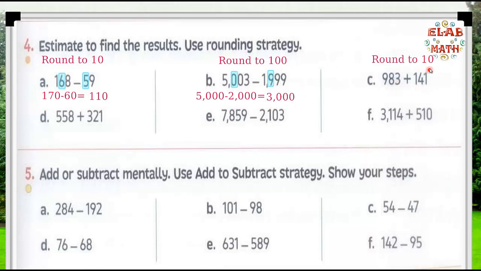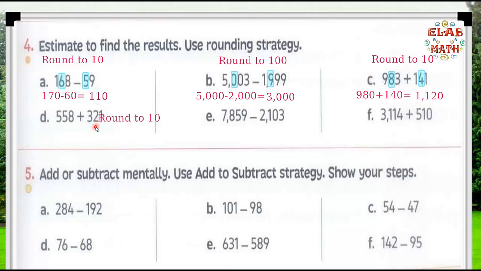We will round to nearest 10. Where's tens place? We have here 4, and here we have 8. 4 less than 5, so we will write 980. 1 less than 5, so we will write 140. 980 plus 140, take ones with ones to make addition. 0 plus 0, 0. 4 plus 8 equals 12. Write 2 and carry up 1 over 9 to be 10. 10 plus 1 equals 11. So the sum will be 1120.